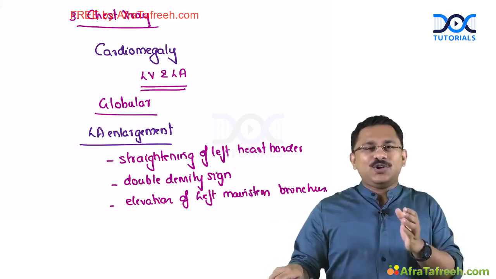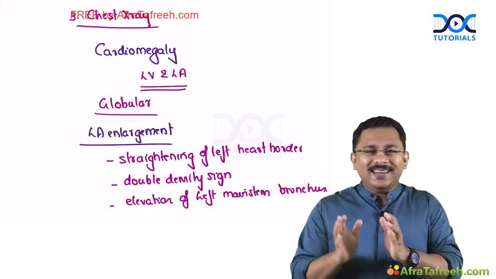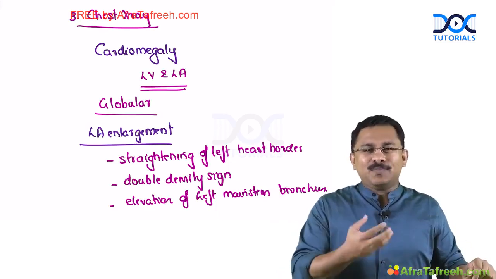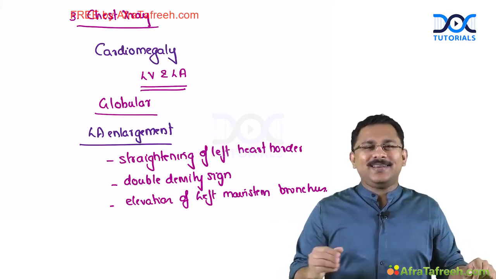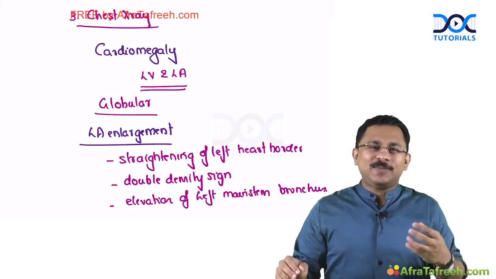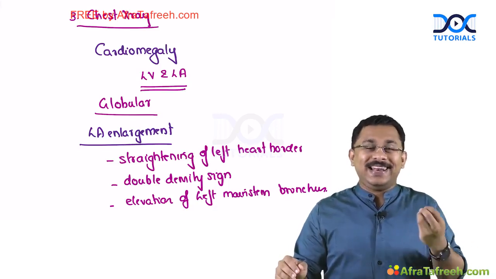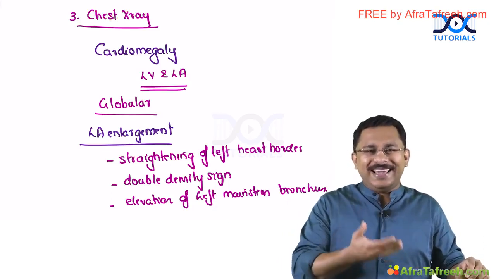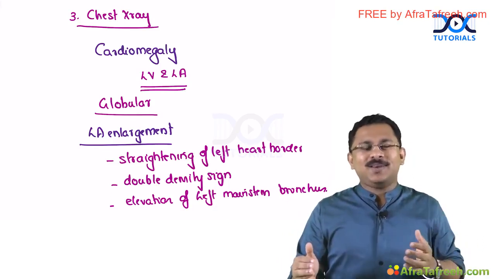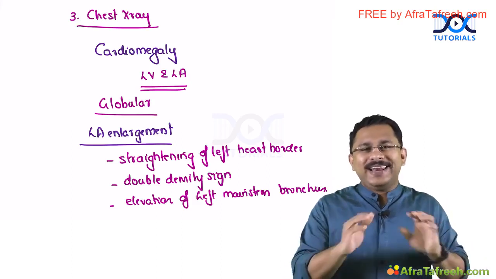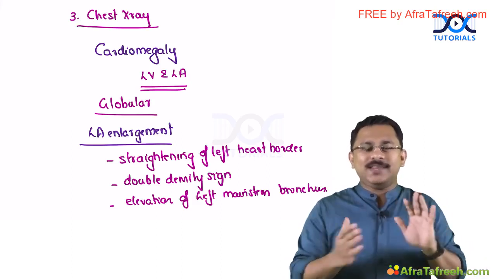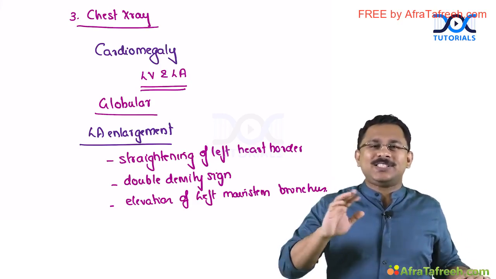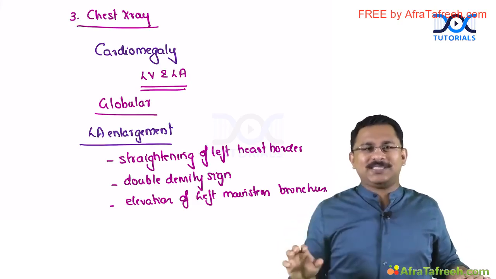See, what I want you to understand is the right heart border is formed by the right atrium. The inferior border is formed by the right ventricle. The left border is predominantly by the left ventricle. The left atrium is located posteriorly, and only the left atrial appendage is visible on a normal frontal projection.